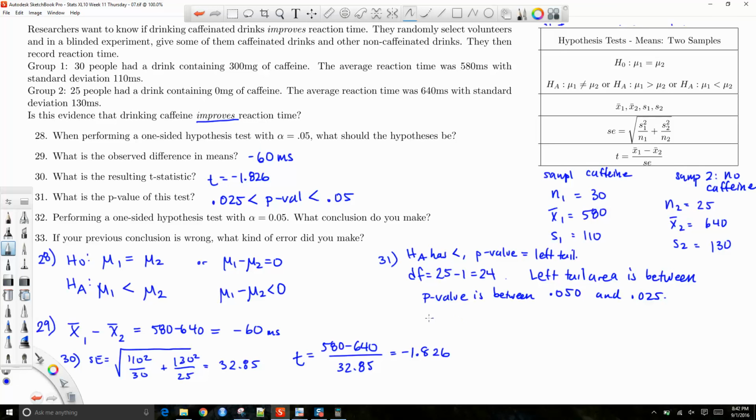So, yeah, 32, whatever our p-value is, we know it's less than 5%, okay? So our p-value is less than 5%, so that means we reject the null hypothesis, okay? And we say we have evidence that caffeine improves reaction time.